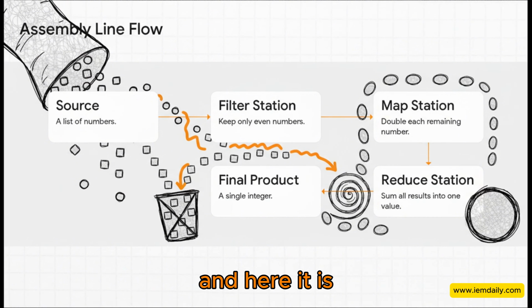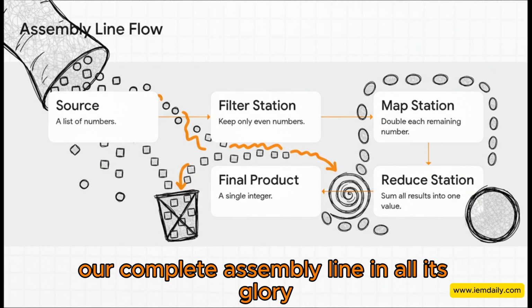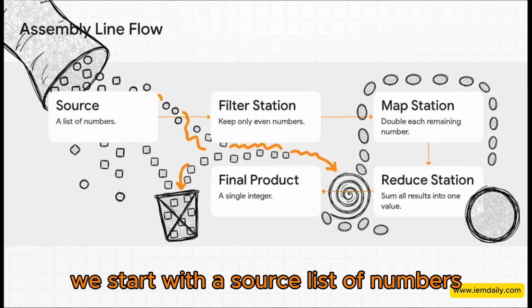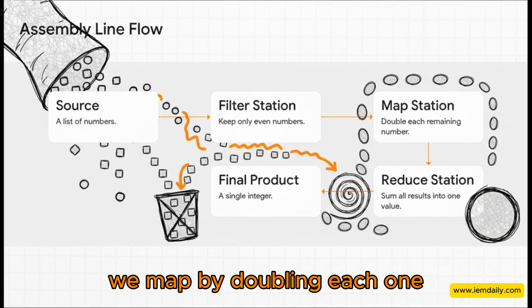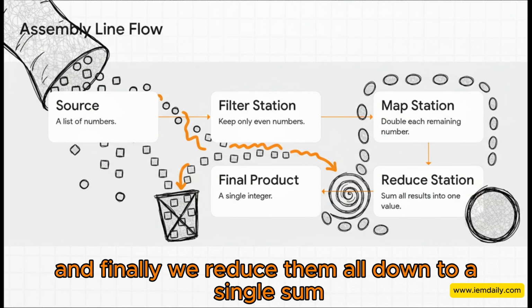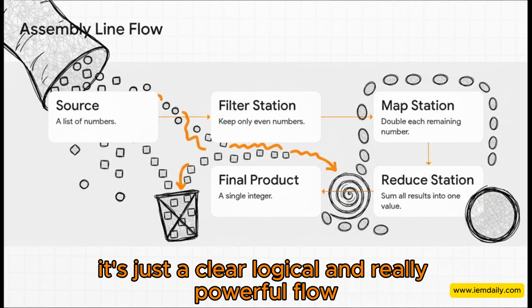And here it is, our complete assembly line in all its glory. We start with a source list of numbers. We filter for the even ones. We map by doubling each one. And finally, we reduce them all down to a single sum. It's just a clear, logical, and really powerful flow.